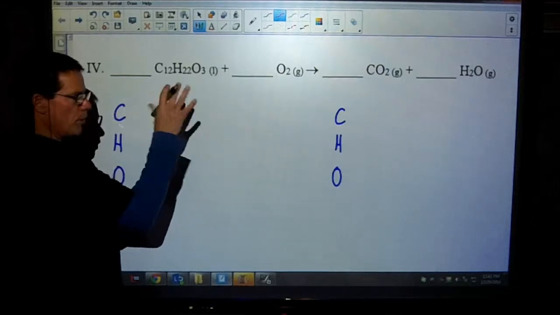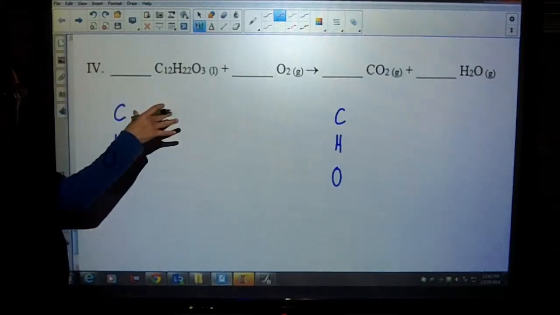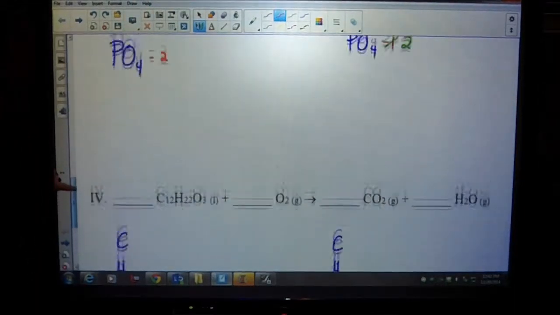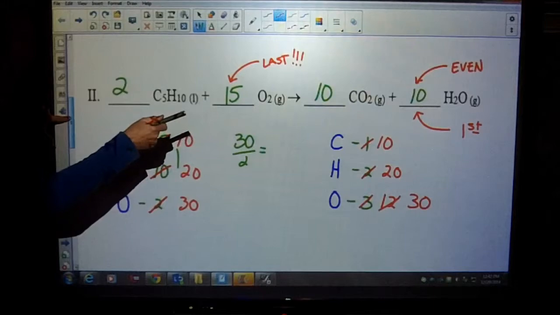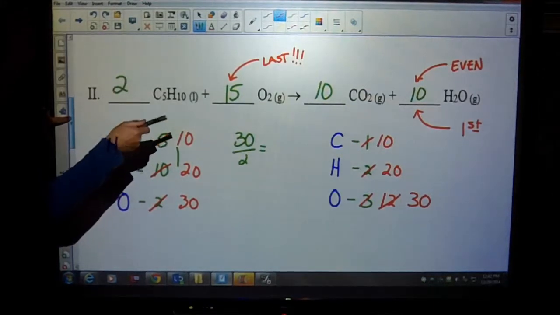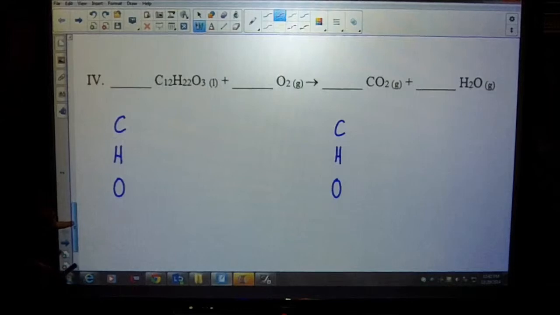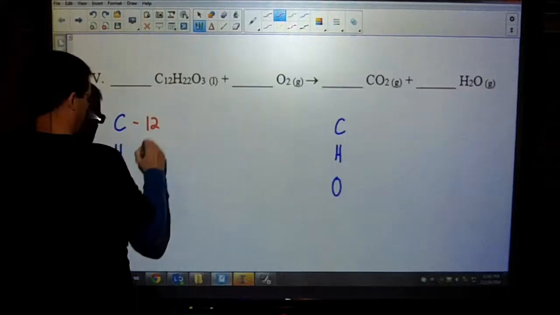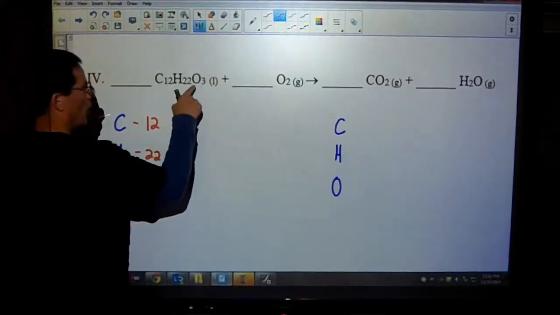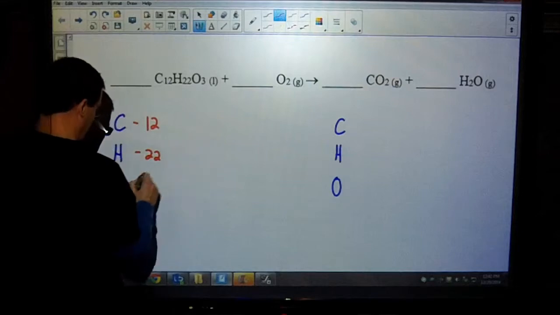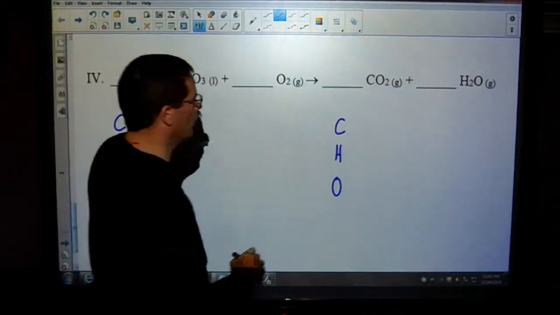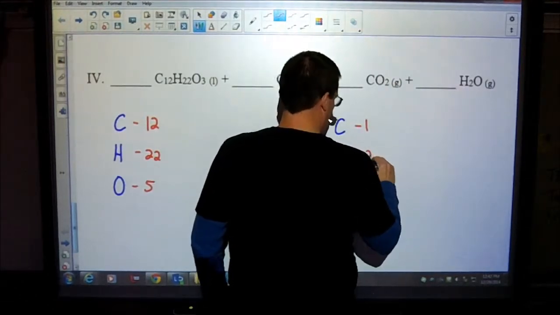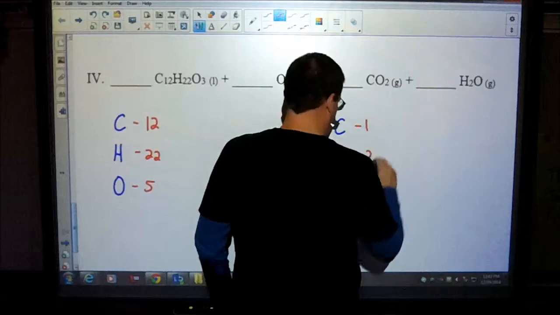Don't worry about the order in which you put it in here, but do worry about the order that you work it out there. Because again, we want to try to do this system where we're going to balance the waters first and make it an even value, and then we'll save the oxygen for last. Just a good habit to get into. All right, so let's write down what we know. We have 12 carbons, we have 22 hydrogens on this side, and we have 5 oxygen. Okay, looking on this side, 1 carbon, we have 2 hydrogen, and we have 3 oxygen.